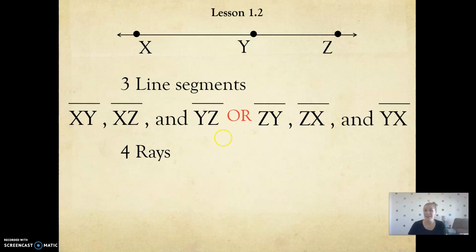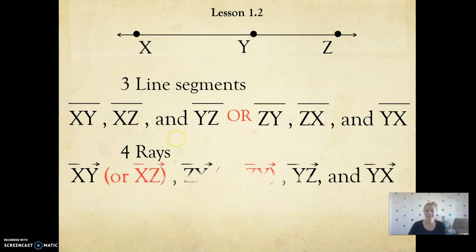The four rays are XY or XZ, ZX or ZY, and YZ or YX, sorry. So we have four rays that you can identify on this line.